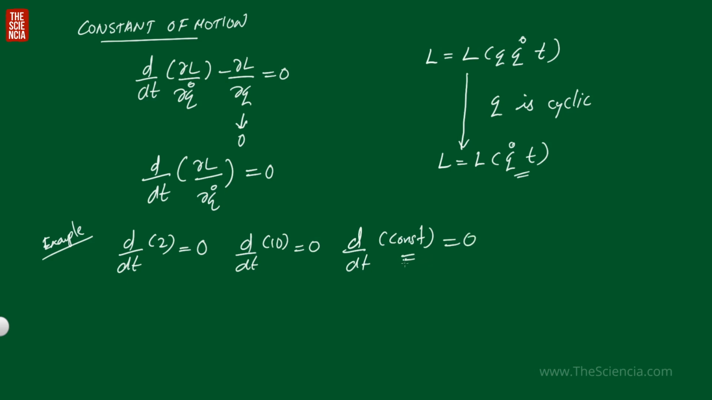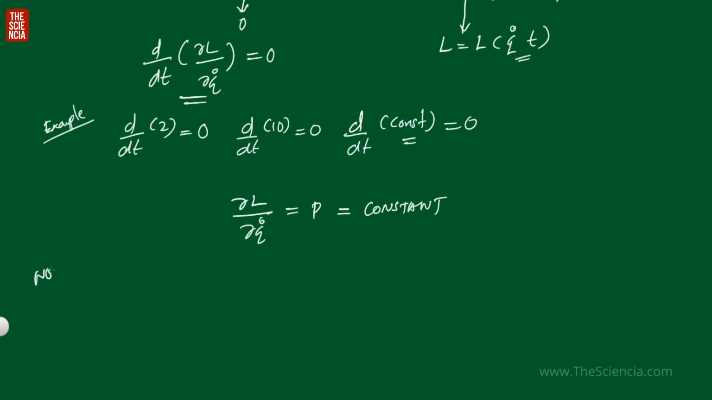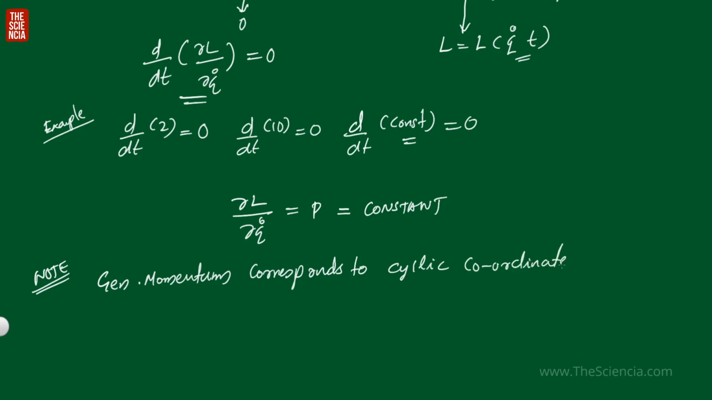Why are we calling some quantity a constant? Because it will not change with respect to time. That is why we call it a constant. So here you see this term dou L by dou q dot is a constant. And you know dou L by dou q dot is p. Do you remember? So p is a constant. That is a small note: the generalized momentum corresponding to a cyclic coordinate is a constant of motion. It's an important point.